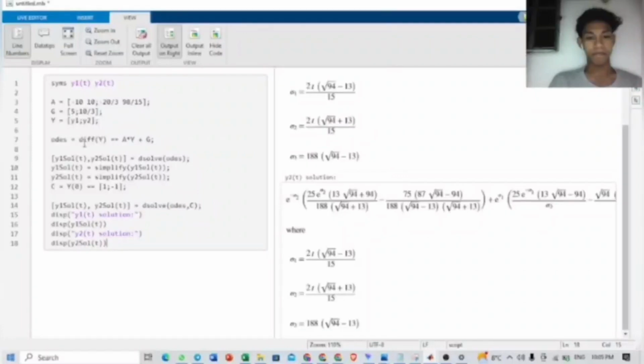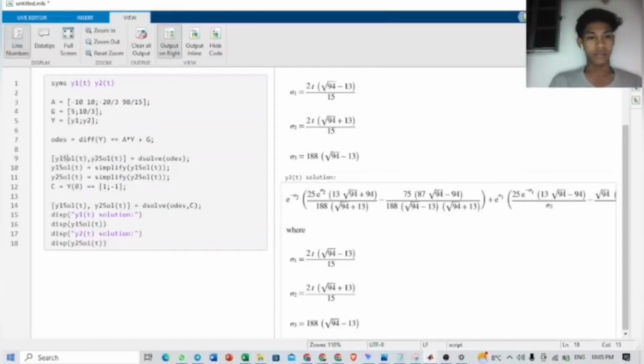For this line, differentiate Y equal to A times Y plus G. This defines the ODE where diff Y represents the derivative of Y with respect to time. t means with respect to time.